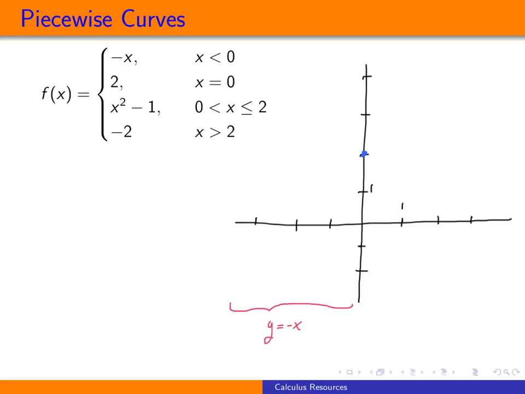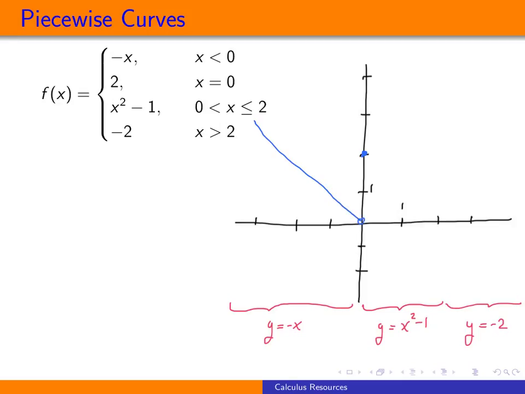Between 0 and up to and including 2, we have the curve y equals x squared minus 1. And for 2 and beyond, we have the curve y equals minus 2. So now let's go ahead and sketch these. So for x less than 0, we have y equals minus x. So a line with slope minus 1 passing through the origin.